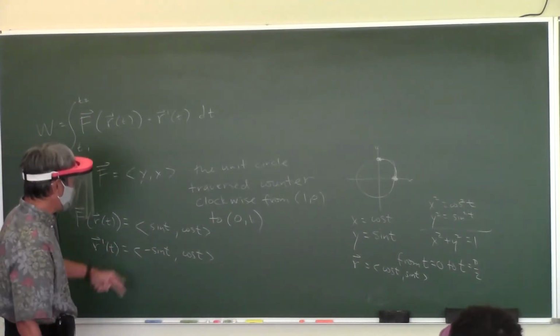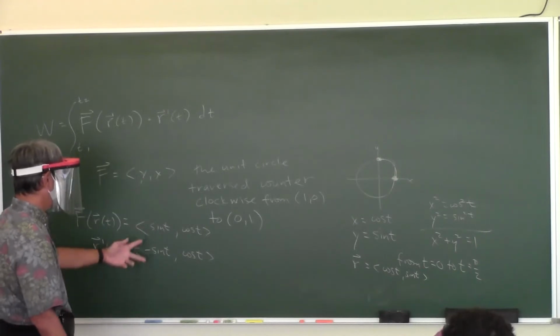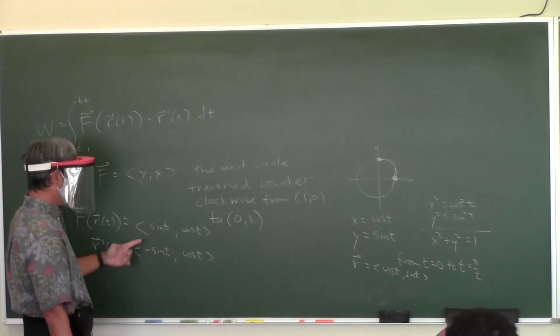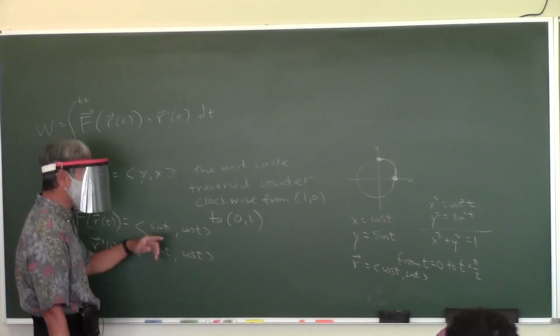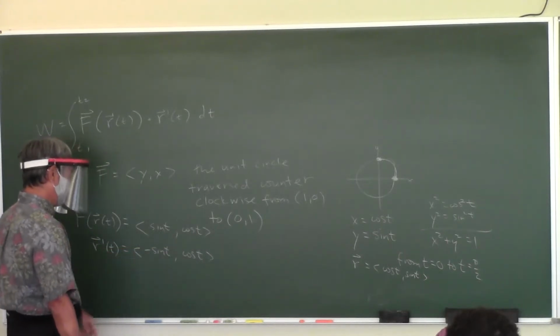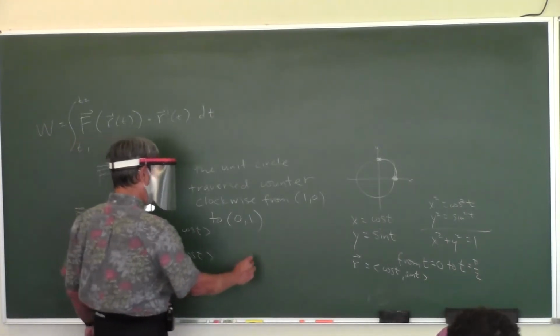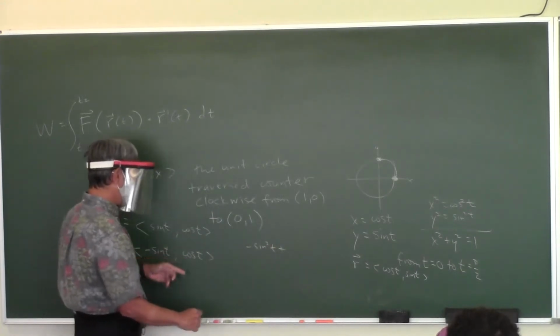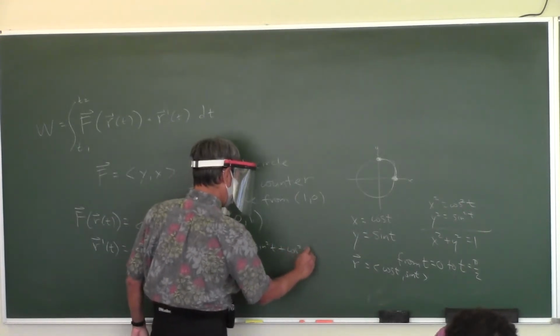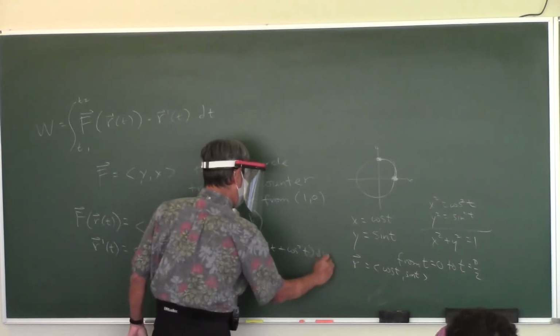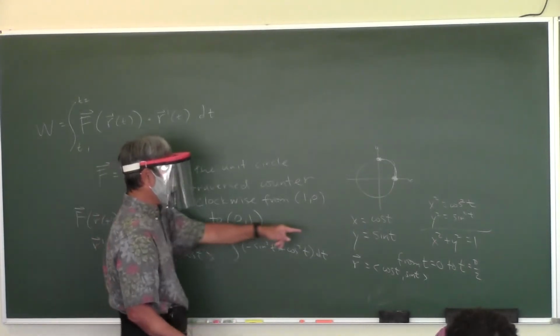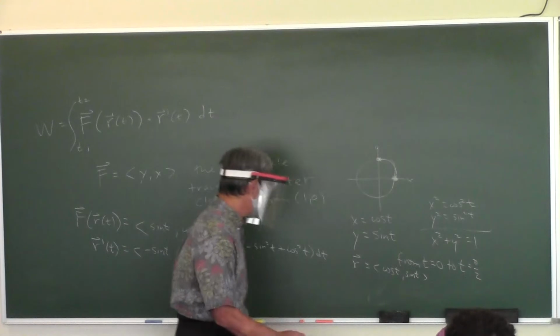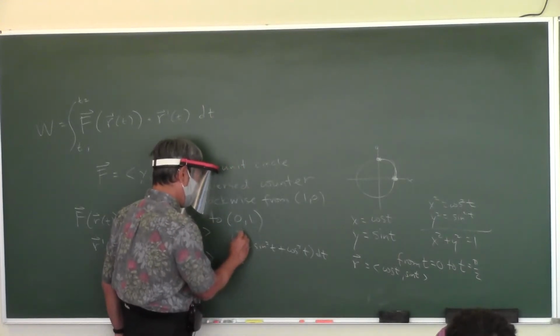Okay, now you got a dot product of two. How do you do a dot product? This times this plus this times this. So what is this times this? Negative sine squared t plus this times this, cosine squared t. And we're going to integrate that with respect to t from t1 to t2, 0 to pi over 2.